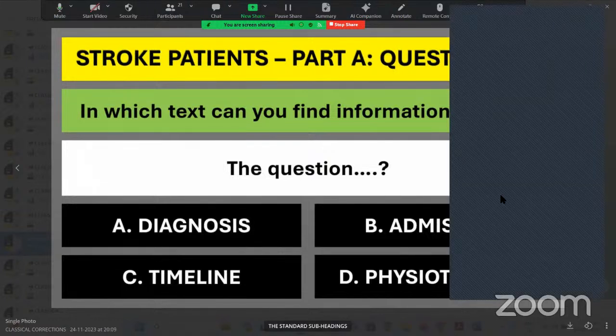Is that clear, my dear students? Is that clear? These are called subtitles. Say yes or no. If it is clear, just say yes. Or if you don't have the patience to type 3 letters, just write 1 letter.